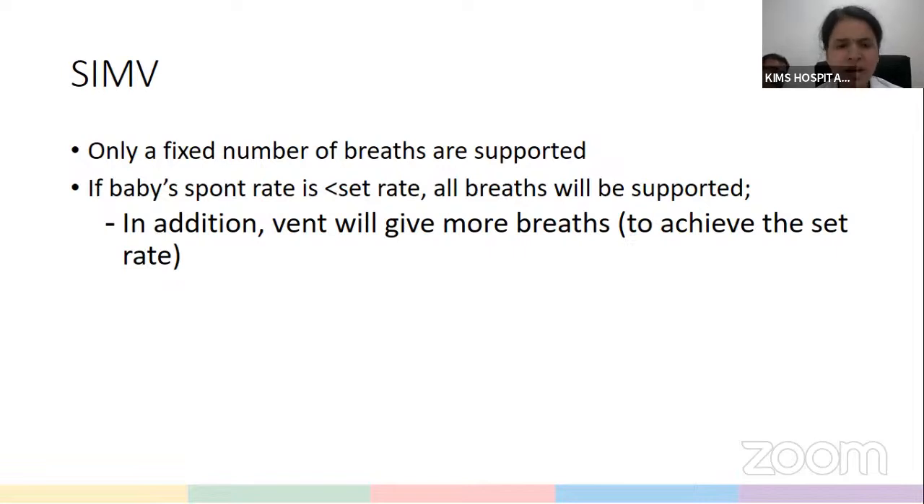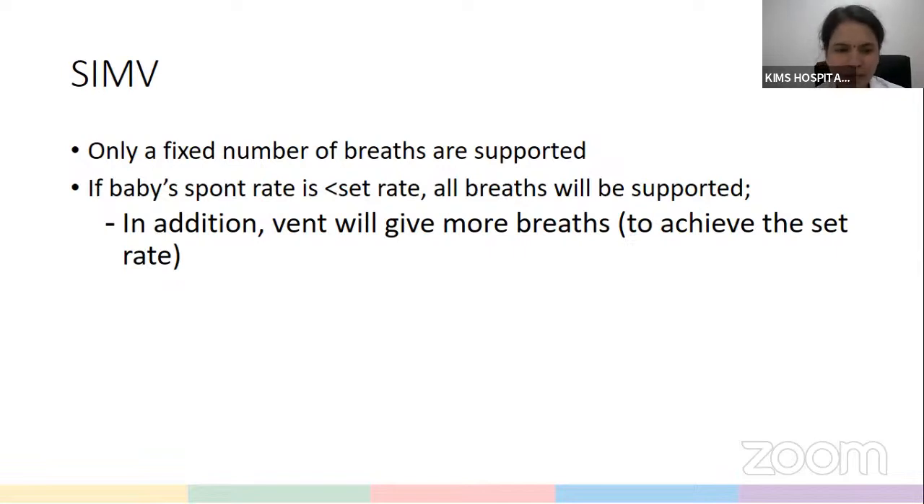set. And if the baby is breathing at, say, 20 breaths per minute and the SIMV rate is 40 breaths per minute, the ventilator will support all the 20 breaths per minute of the baby and will deliver 20 additional breaths every minute to achieve the set rate of 40. So 40 breaths per minute the baby will definitely have.